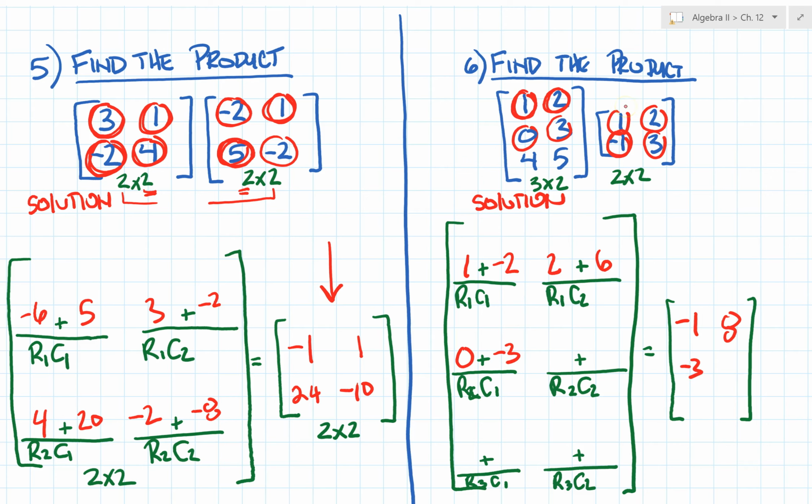Okay. 0 times the 2 is again a 0. Who cares? And then 3 times 3 is going to give me a 9. So 9 is going to go there. And then lastly, 4 times the 1 gives me a 4. And then 5 times negative 1 is negative 5. That's a value of negative 1. And then 4 times the 2 gives me 8. And then 5 and 3 make 15. When I add those together, I get 23. So there's the final answer. And that's what we'd expect to see on the test.